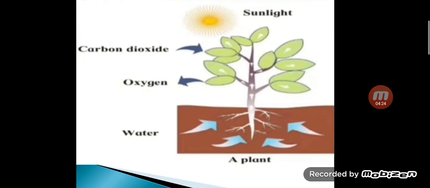Because every food chain begins with plants. They are the producers as they can produce their own food in the presence of sunlight using carbon dioxide and water. So remember, the most important support in food chain are plants.